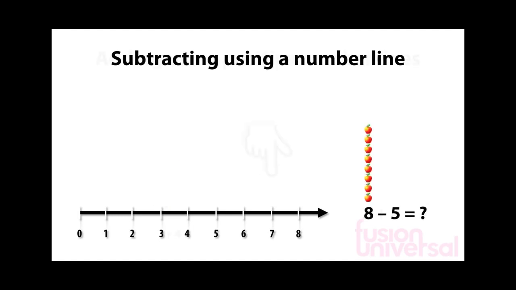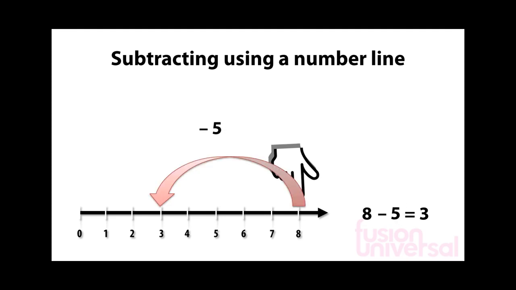Now let's look at a subtraction sum. Here we are going to subtract 5 from 8. We start off by putting 8 apples on the number line. Then we want to subtract 5 apples from this pile. Each time we subtract 1 apple, we move 1 to the left. The overall effect of subtracting or taking away 5 from 8 is to move 5 to the left, giving us the answer 3. So, 8 subtract 5 is equal to 3.